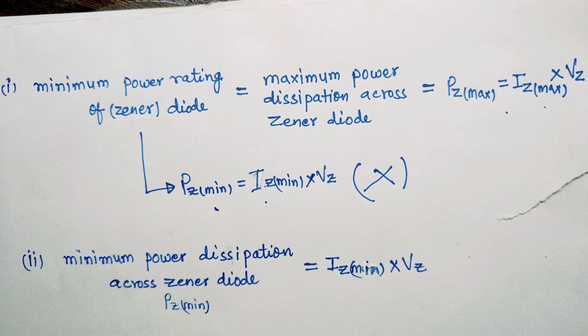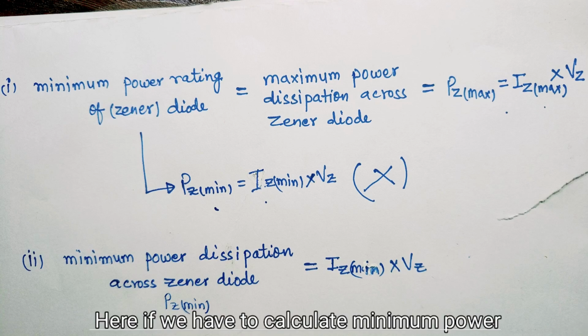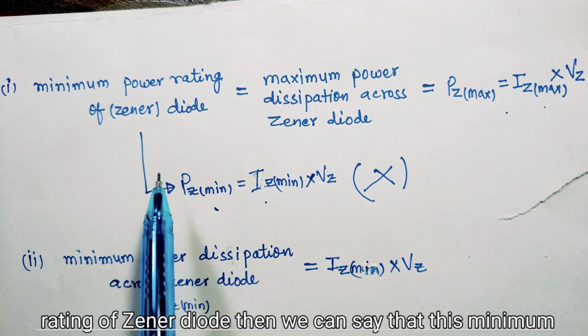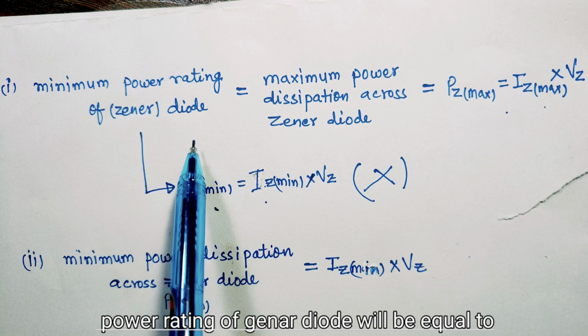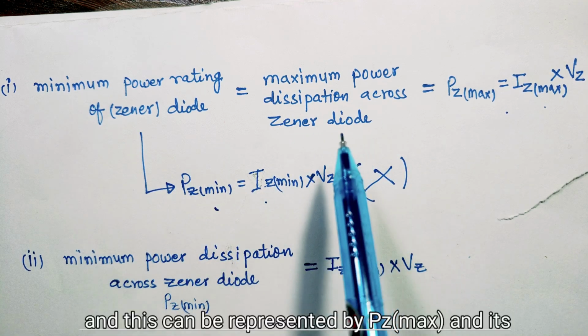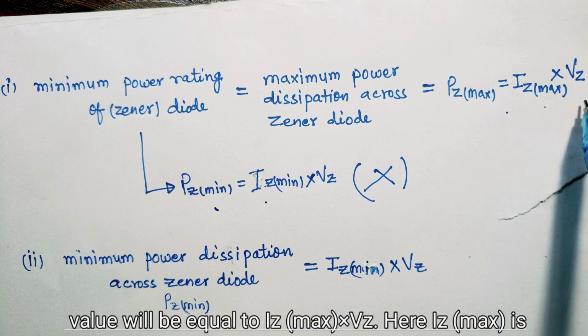Let us understand about power rating problems of zener diode. Here, if we have to calculate the minimum power rating of a zener diode, then we can say that this minimum power rating of a zener diode will be equal to the maximum power dissipation across the zener diode. This can be represented by Pz max, and its value will be equal to Iz max into Vz.